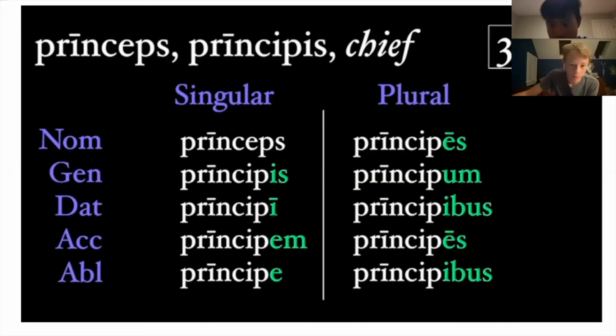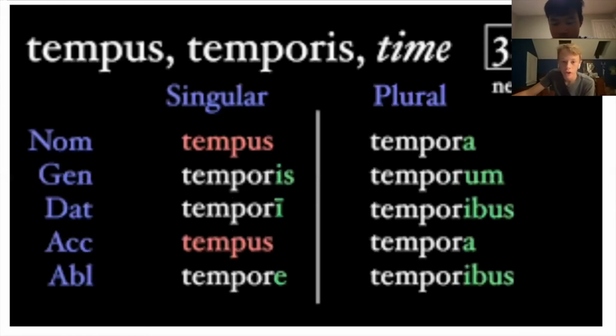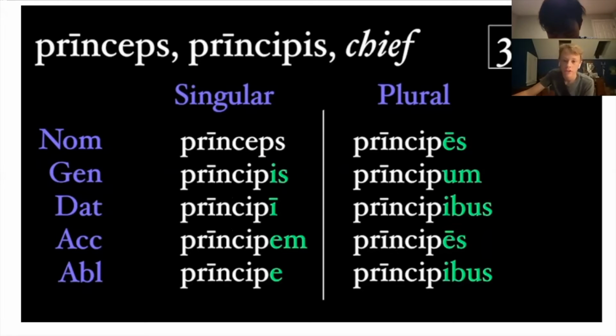Accusative is principem. The ablative is principe. The nominative plural is principes. Genitive plural is principum, and so on. You might notice that there is no nominative singular case. This is because there is no one singular ending for all of these words. There are many different ones, in fact.